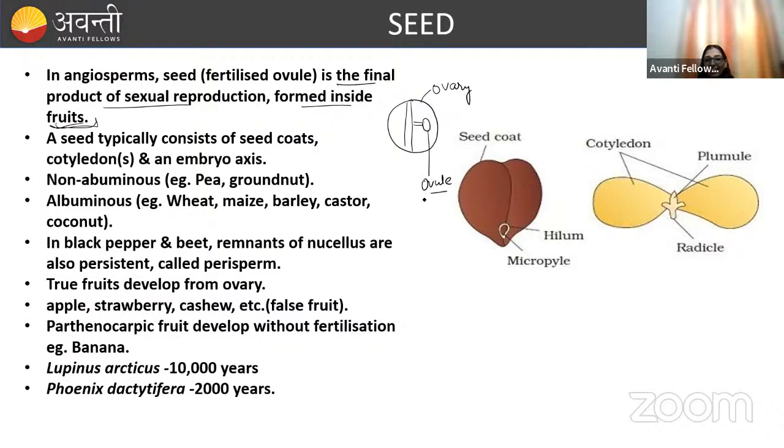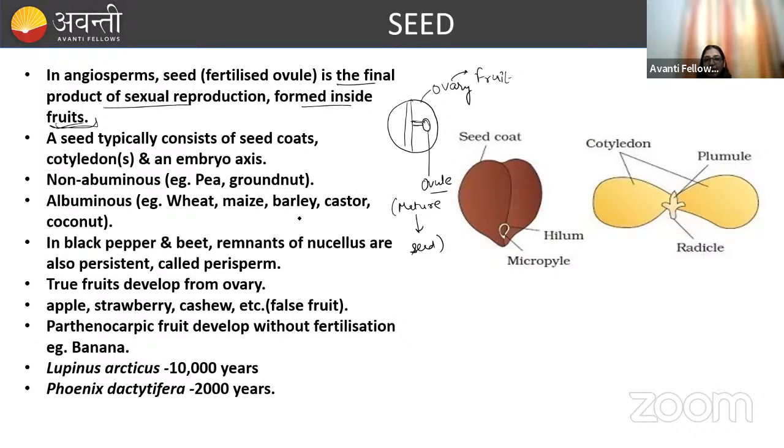So when the ovule gets fertilized, the mature ovule is known as seed. And the mature ovary is known as fruit. And as we know, the ovule is attached to the placenta with a stalk-like structure, which is known as funicle. The point or junction where the funicle is attached to the ovule is known as hilum.